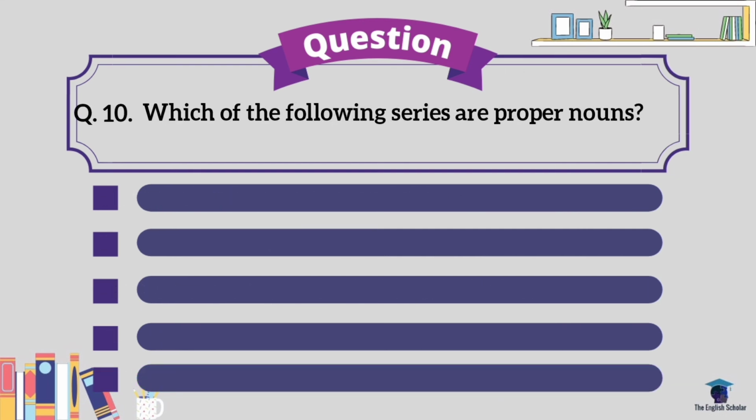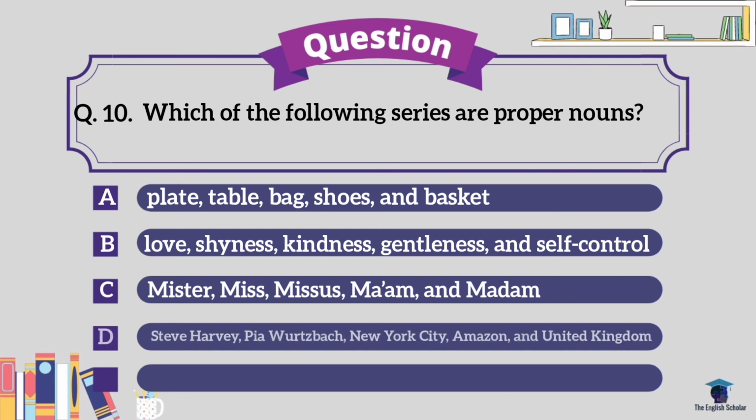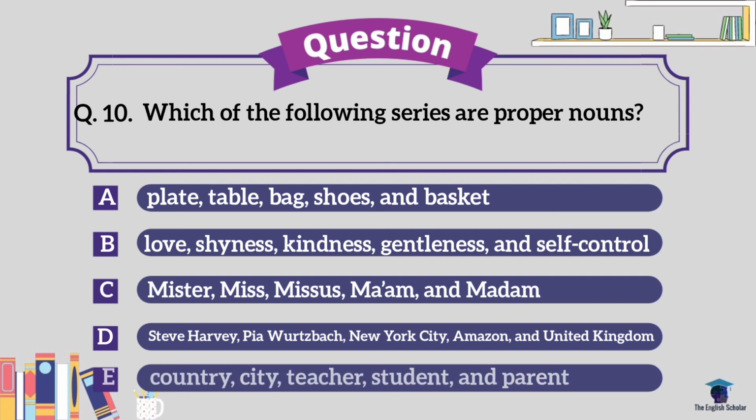10. Which of the following series are proper nouns? A. Plate, table, bag, shoes, and basket. B. Love, shyness, kindness, gentleness, and self-control. C. Mr., Miss, Mrs., Ma'am, and Madam. D. Steve Harvey, Pia Wurtzbach, New York City, Amazon, and United Kingdom. E. Country, city, teacher, student, and parent. Your 15 seconds starts now.